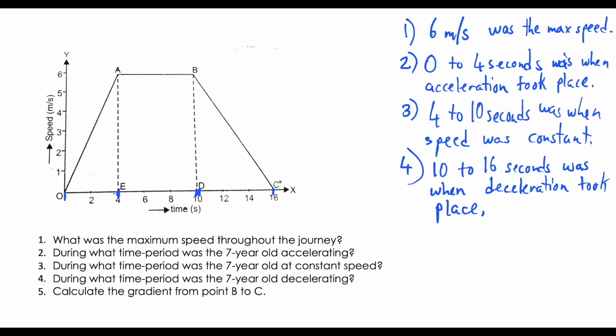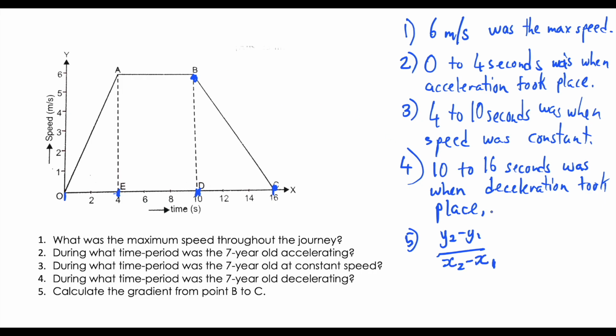Alright, so they tell us now to calculate the gradient from point B to point C. So this is point B here, and this is point C. So before we calculate the gradient, we need to know what is the gradient formula. So the gradient formula is change in y, so y2 take away y1 over x2 take away x1.